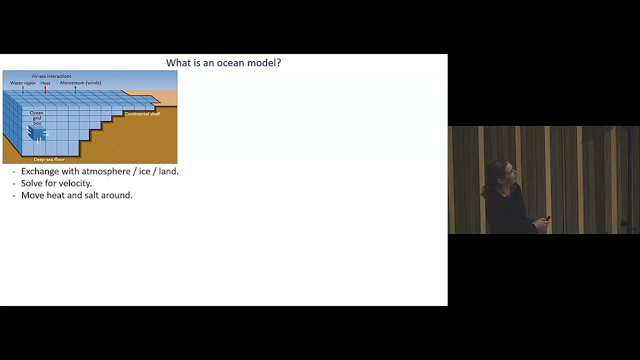We then use physics equations in the interior, so conservation of momentum and mass, to solve for the velocities in the interior, considering all the different forces acting on the water. We then move our heat and salt around in the interior, which gives us a new density structure in the ocean, and then we repeat this process over and over again in time.